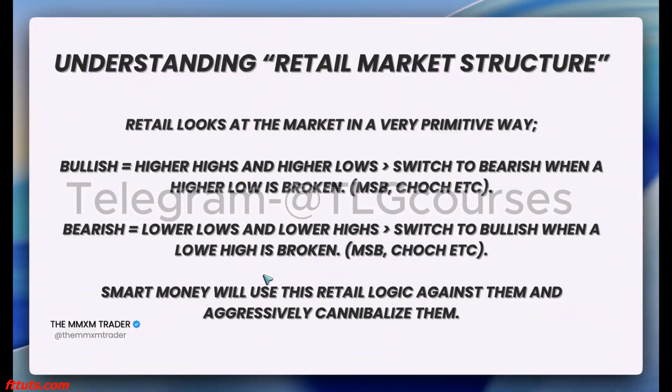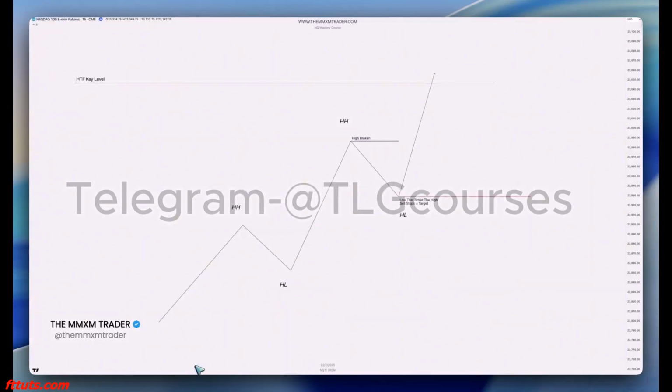Smart money will use this retail logic against them and aggressively cannibalize them, right? These lows that broke the highs and highs that broke the lows are extremely important levels because it's a foundation of retail market structure that smart money have created in the market, and all these books out there teach it, and everybody who doesn't understand what's going on uses these higher highs, higher lows, lower highs. And because it's so common, there is so much liquidity at these levels. So let's look at it from a retail perspective and then how we're going to trade it.